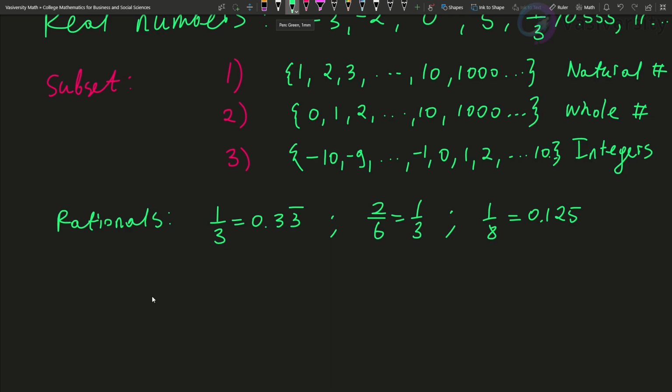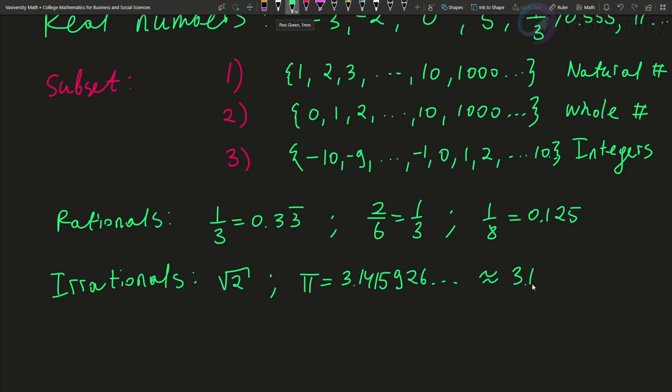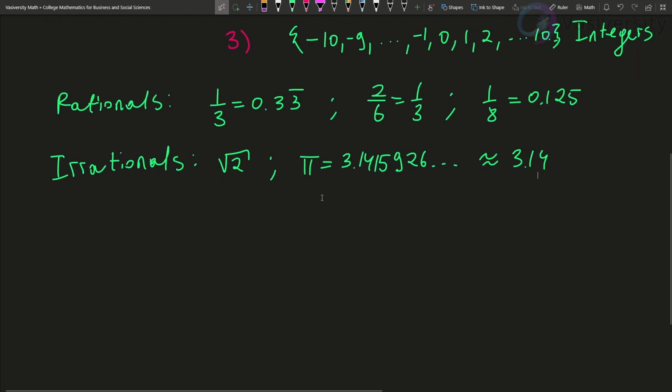In addition to that, we can also have irrational numbers. So irrational numbers. That would be square root of 2, or pi, which is equal to 3.1415926, etc. Right, or sometimes we can approximate it as 3.14. Right, but we cannot express it as a fraction, so that's why it's irrational. Okay, so let's take a look at an example.